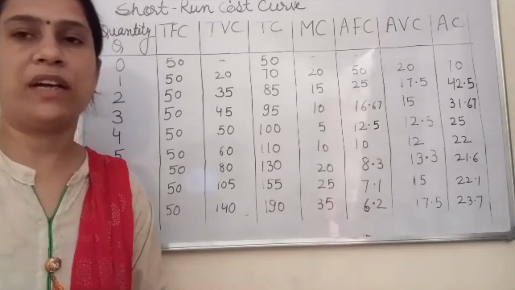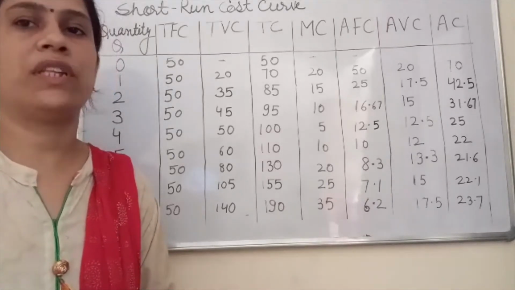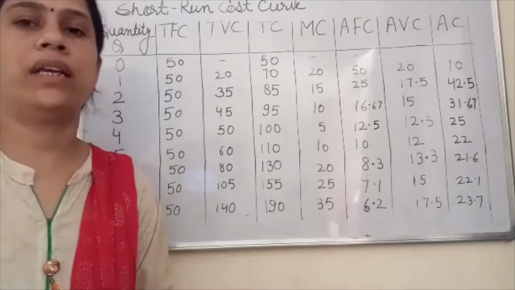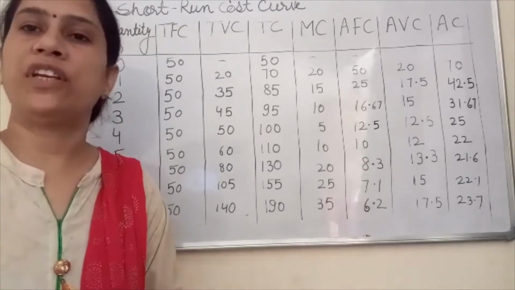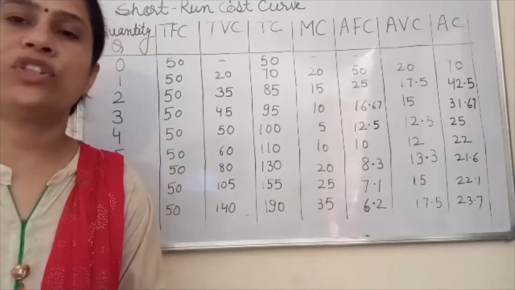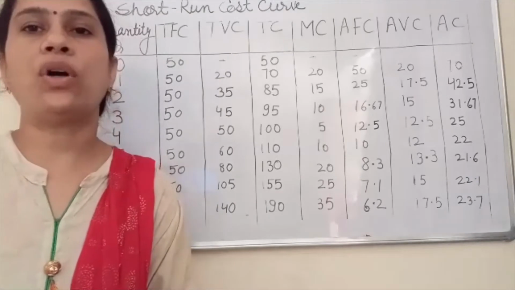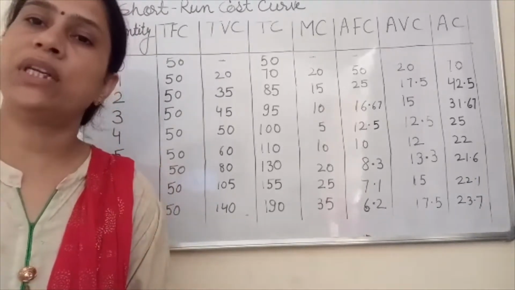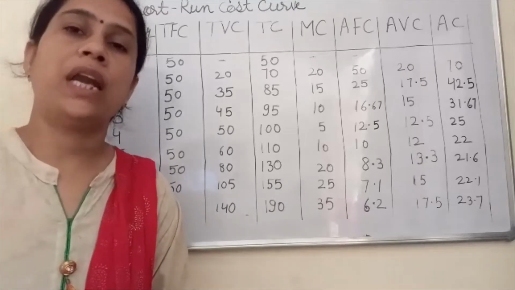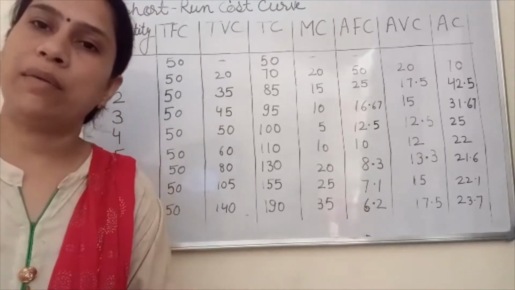Hello friends, welcome again. In this video we are going to discuss short run cost curve with help of schedule and diagrams. In my previous video we have seen the definitions of total cost, which includes total fixed cost and total variable cost, marginal cost and average total cost, which includes average variable cost and average fixed cost. Now we will see these concepts with help of diagram and schedule.